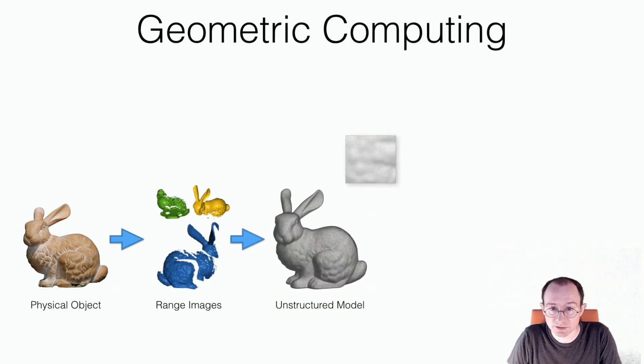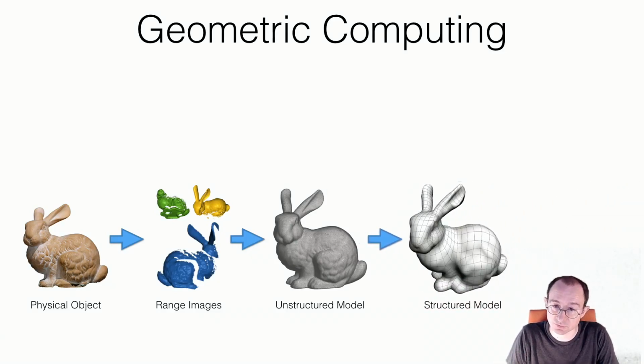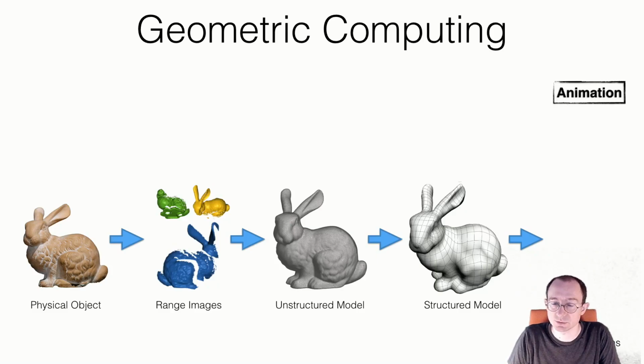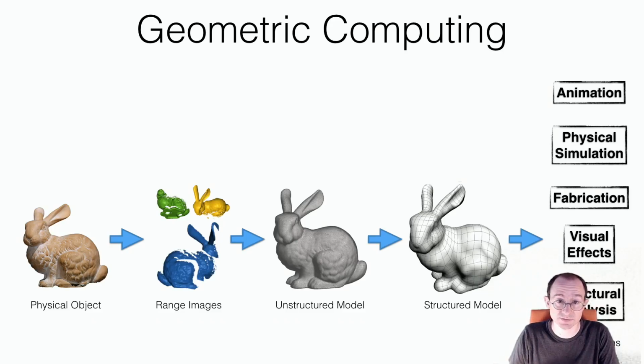This model is usually initially unstructured, made of triangles, and then depending on the application, you might want to convert it to a more structured representation made of quads, for example. After this is done, these kinds of models can be used in many applications, including animation, physical simulation, fabrication, visual effects, and structural analysis, for example. But there are many more.